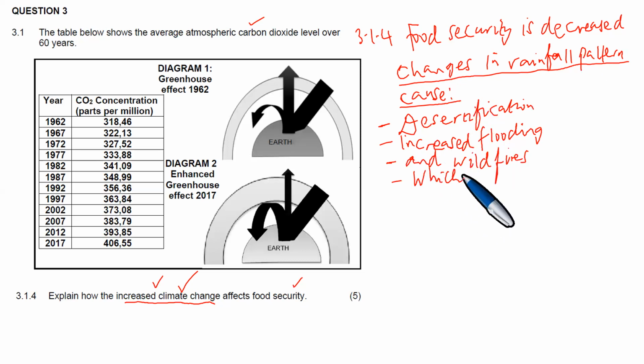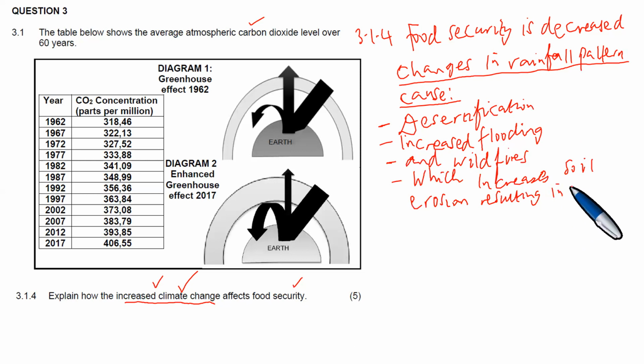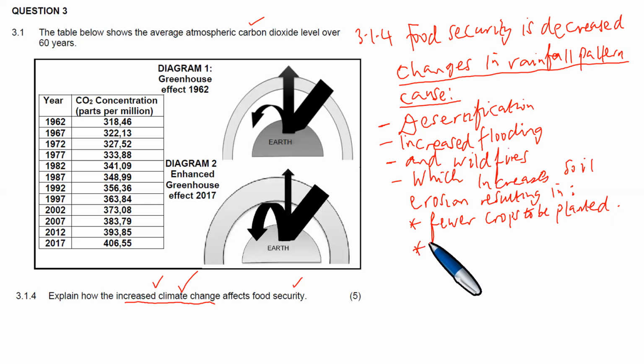Next question: changes in rainfall pattern cause, which increases soil erosion, resulting in fewer crops to be planted, resulting in lower crop yields, resulting in less food for livestock.